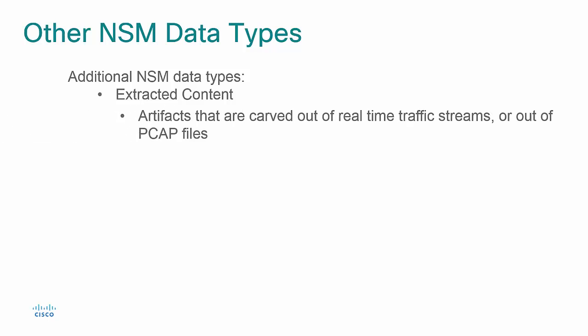NSM extracted content includes artifacts that are carved out of real-time streams or out of PCAP files. The first artifact that springs to mind is usually files, but the artifacts may be larger constructs such as full web pages. The artifacts may also be smaller pieces of data, such as particular strings defined by an analyst query.